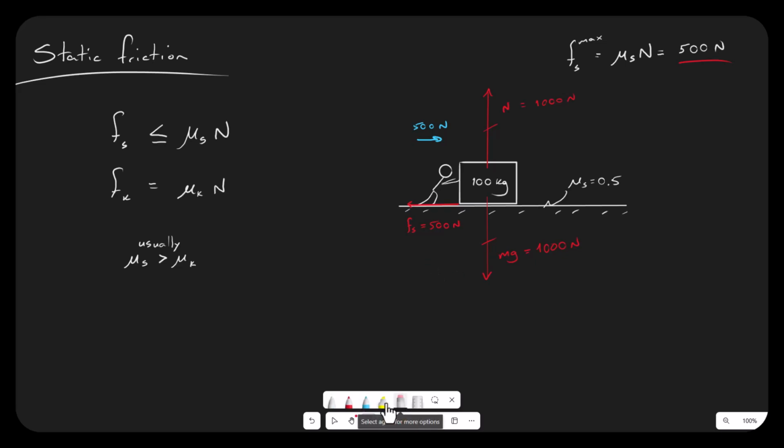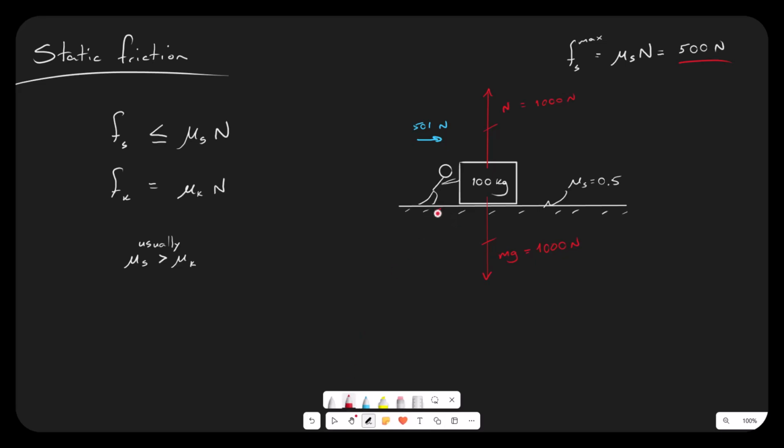Here's where we get different. If I increase my force to 501 newtons, I am above my static friction max. I have overcome my maximum resistive force. Static friction says, I can't keep up with that. That's too much force for me. This thing is going to start moving. As soon as it starts moving, I am not static anymore. I now have 0 static friction force because I'm not static anymore. I am now moving. All of this friction goes away completely.